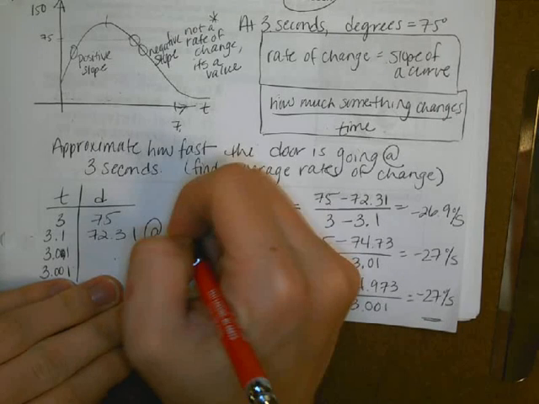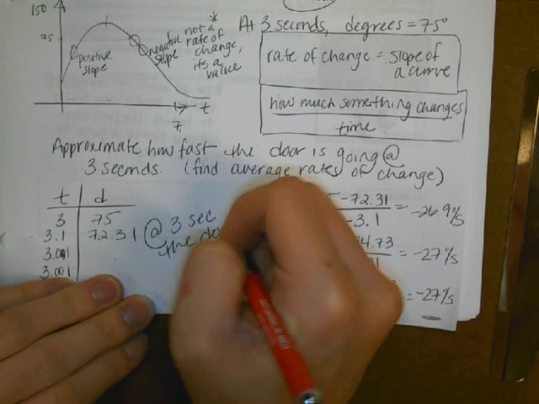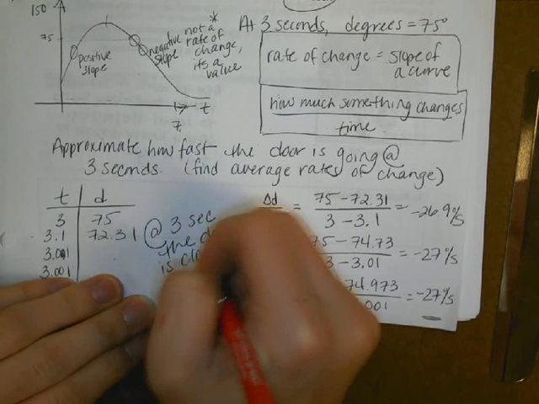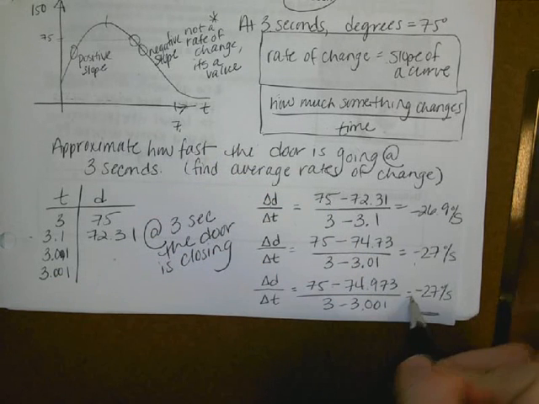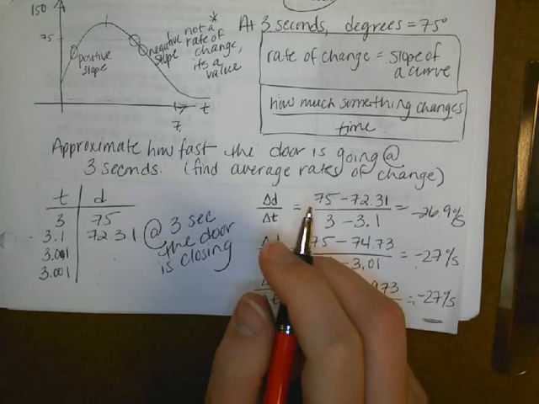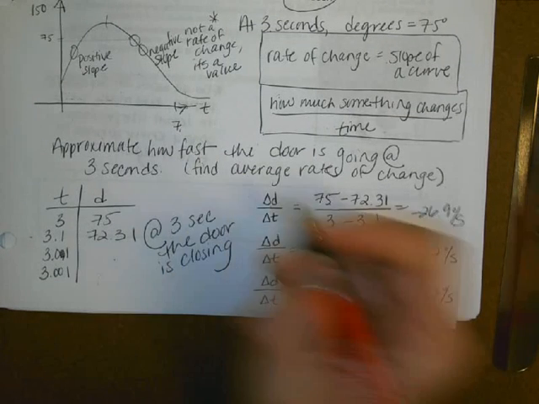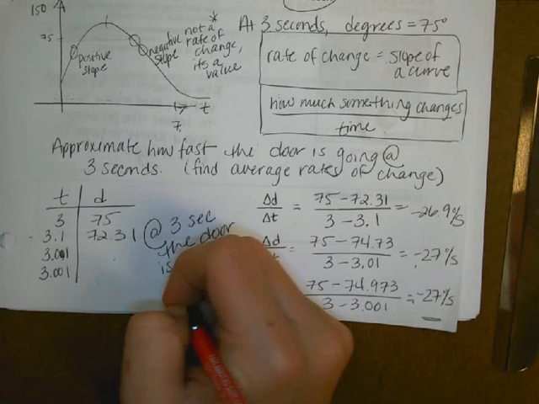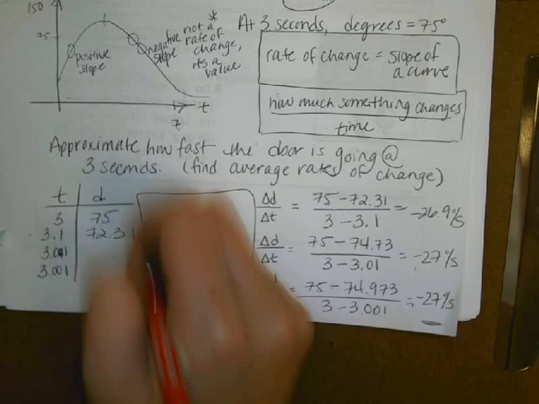We would say at 3 seconds, the door is closing, and the reason I know it's closing is because all of your speeds, or your velocities, are negative, so you know your function is decreasing, so the degrees are decreasing. It's closing at a speed of negative 27 degrees per second. Okay.